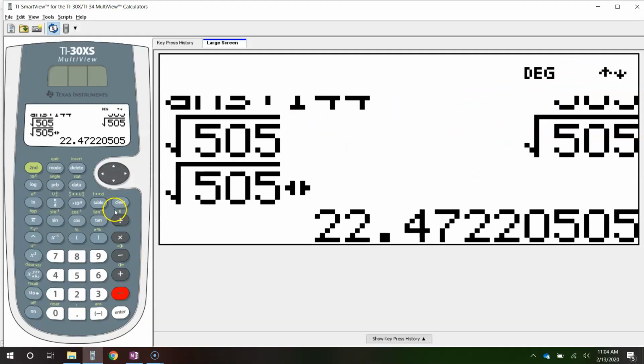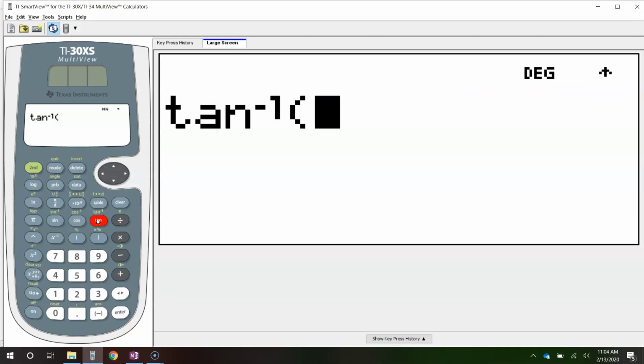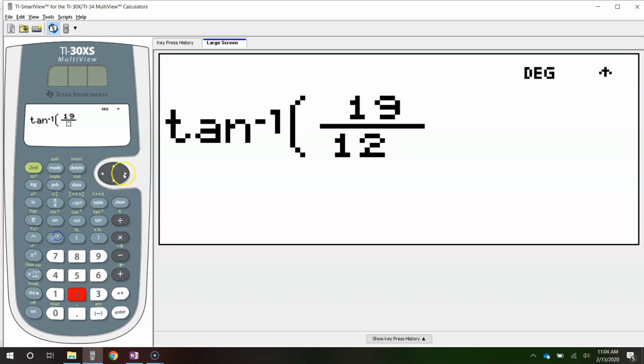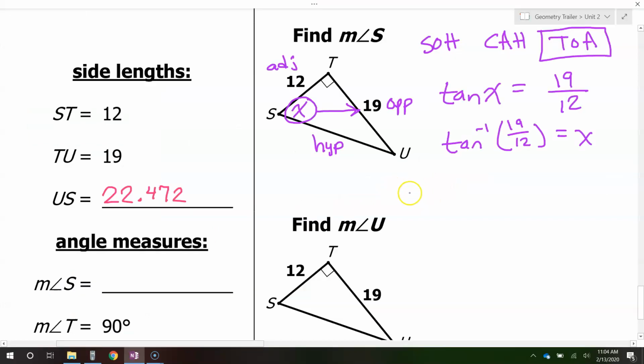All right, so to the calculator. Second tangent, so that's inverse tangent of 19 over 12. That's 57.724. So that's the measure of angle S.